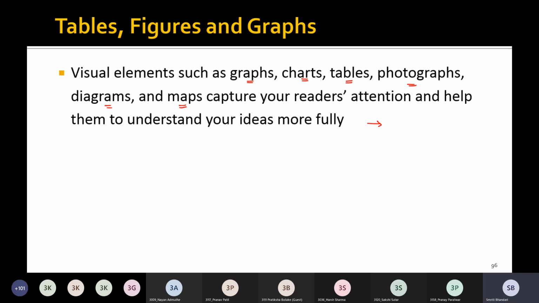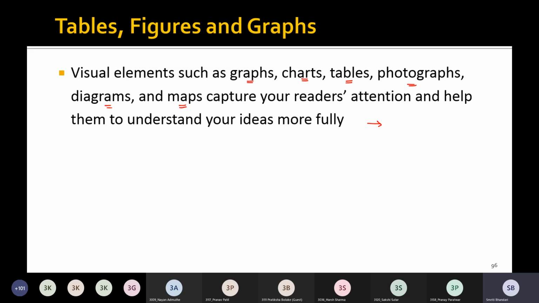While preparing your documents, you should use visual elements because visual elements are more illustrative. Visual elements capture the attention of the reader, and they are more effective in delivering whatever you intend to explain. So what are these visual elements? Graphs, charts, tables, photographs, diagrams, maps, all are visual elements.